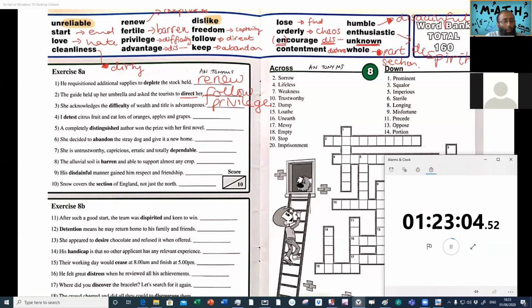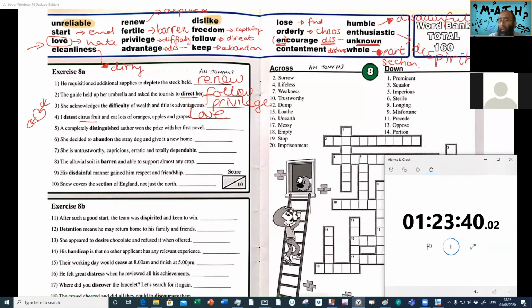Do number 4 and number 5, then we can switch over to Iman. Okay, I've got number 4. I detest citrus fruit and eat lots of oranges, apples, and grapes. Well, all of those are citrus fruits. Detest means hate, and the opposite is love. I love citrus fruits. So the opposite of detest. Remember, the word like is good, but you've got to find the closest word to like. That would be love. Lovely.